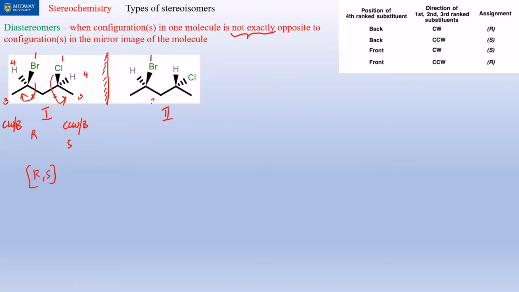So this is 1, 2, 3, and 4. So that's clockwise, and back, that's R. Right? It's clockwise and back is R. This is 1, 2, 3, and 4, right? So counterclockwise and front is R as well. So this is a diastereomer because if it's exact opposite of the letters, you have RS and you have SR, that's enantiomer. If you have RS and you have RS, that will be identical.